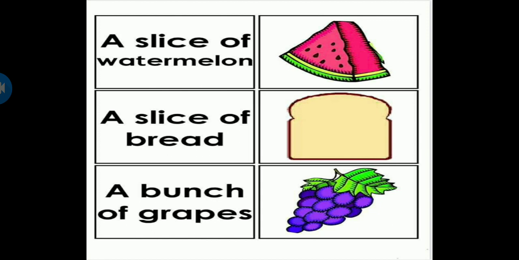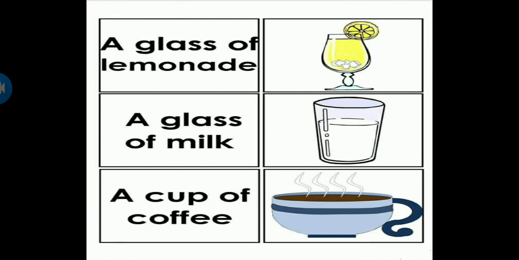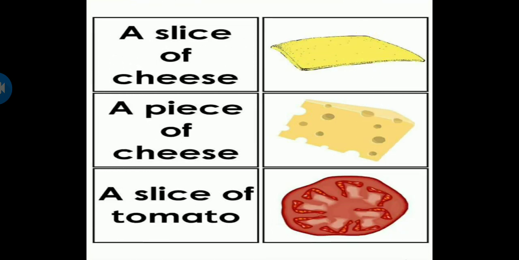So here it is very much clear: when we say a bunch, we visualize many grapes clubbed together on a vine. So this is a picture that comes in front of your eyes when we say bunch of grapes. Next, a glass of lemonade, a glass of milk, a cup of coffee. Next, a slice of cheese, a piece of cheese, a slice of tomato.